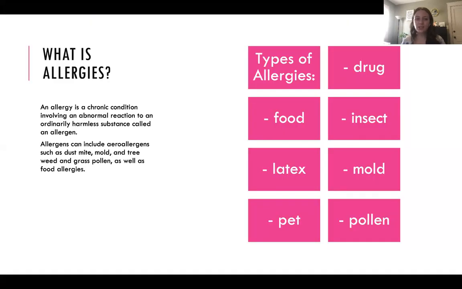So what is allergies? An allergy is a chronic condition involving an abnormal reaction to an ordinarily harmless substance called an allergen. Allergens can include aeroallergens such as dust mite, mold, and tree, weed, and grass pollen, as well as food allergies. Types of allergies are drug, food, insect, latex, mold, pet, and pollen.